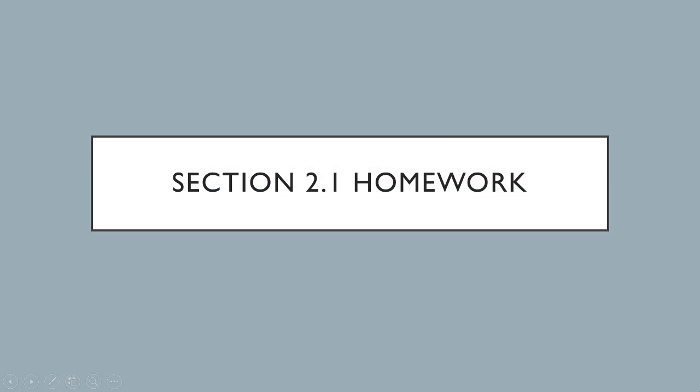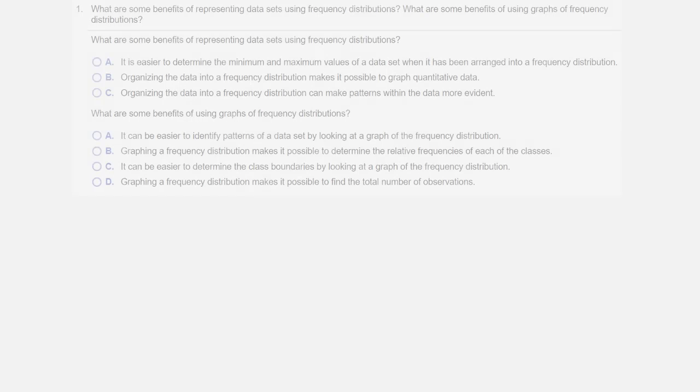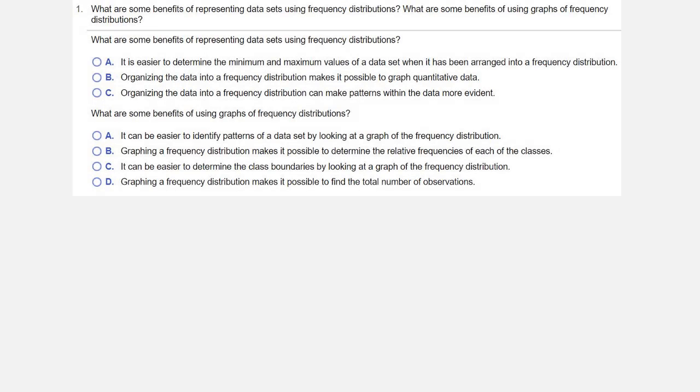We're looking at homework from section 2.1. This is question number 1. What are some benefits of representing datasets using frequency distributions? What are some benefits of using graphs of frequency distributions?